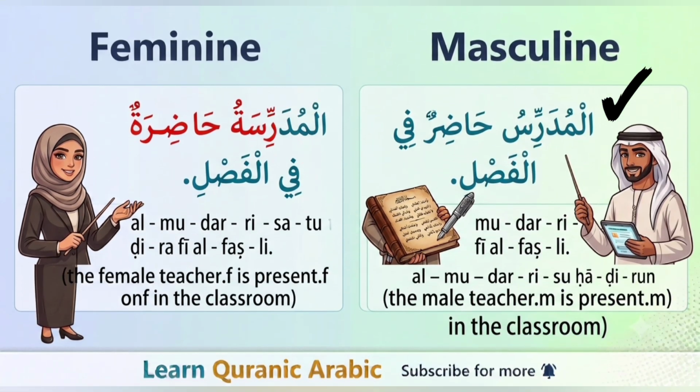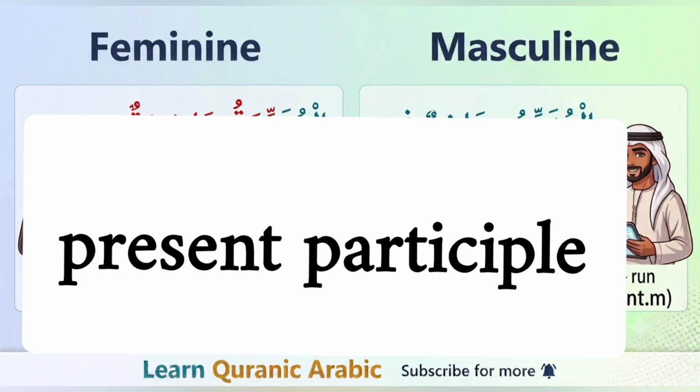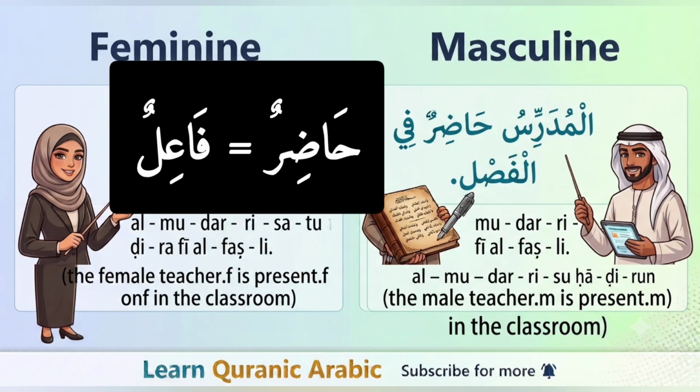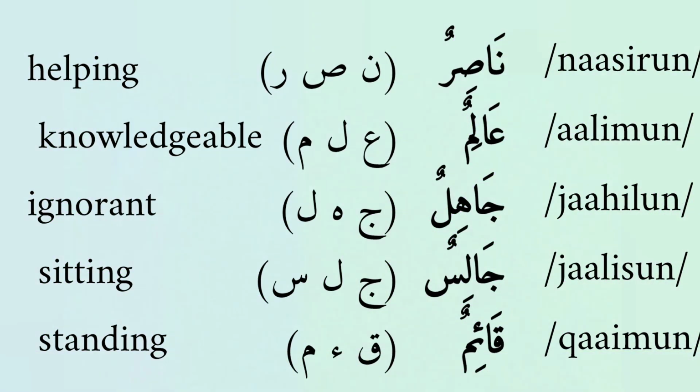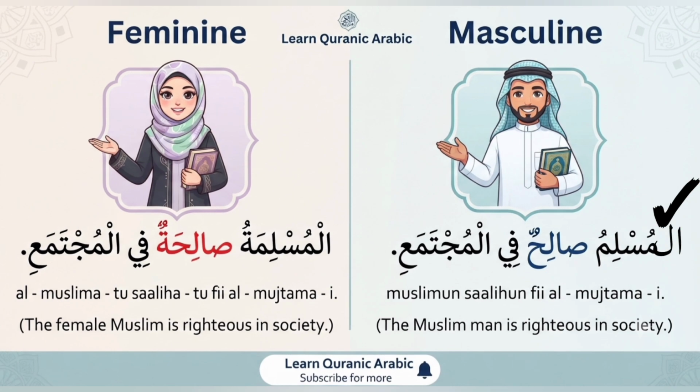المدرس حاضر في الفصل. The male teacher is present in the class. المدرسة حاضرة في الفصل. The female teacher is present in the class. Dear learners, the word حاضر is made on the Arabic present participle or an adjective pattern called فاعل. We can make many such words on this pattern like ناصر، عالم، جاهل، جالس، قائم.